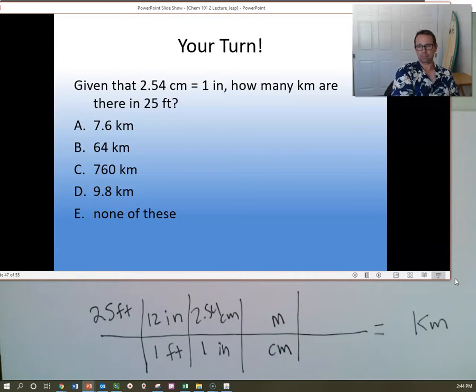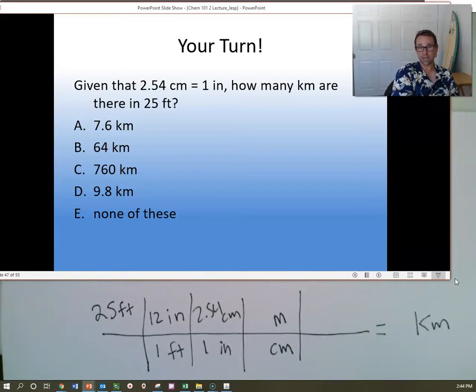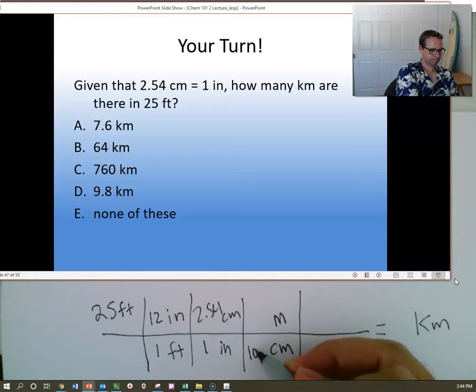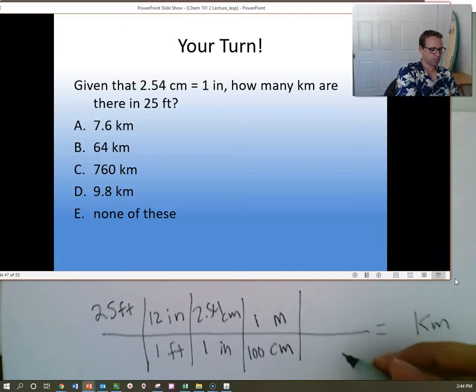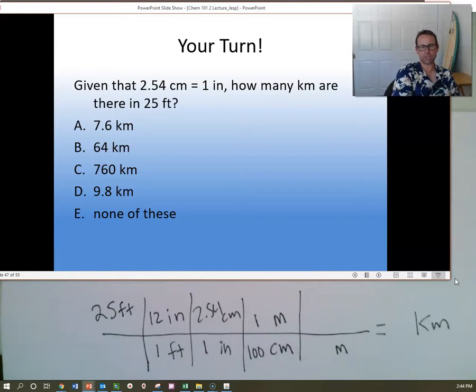Is centa 100 or 1,000? Yeah, centa, a cent, century, right? Okay, so 100 centimeters for every 1 meter. Very good. Now I'm not quite there. I'm still just in meters. What do I got to do?